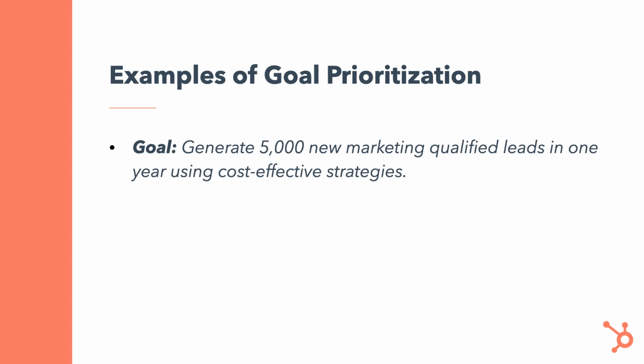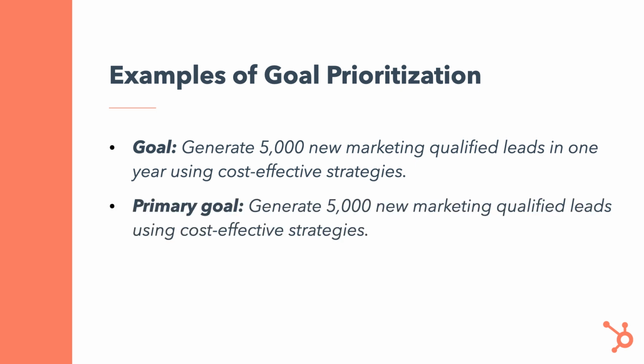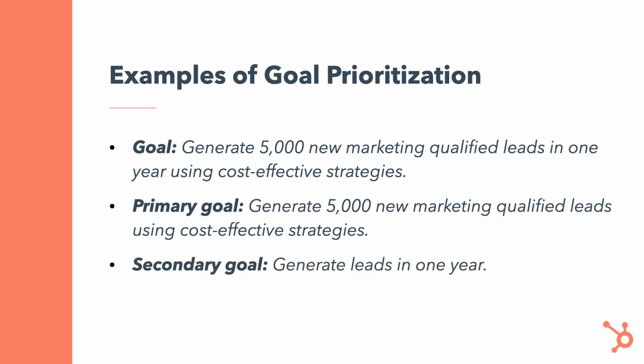For example, you might have a goal to generate 5,000 new marketing qualified leads in 1 year using cost-effective strategies. To prioritize your goals, you can identify that generating 5,000 new leads using cost-effective strategies is your primary goal, and achieving this in 1 year is a secondary goal. This would inform you to invest in channels that cost less, even if it'll take longer to see results.